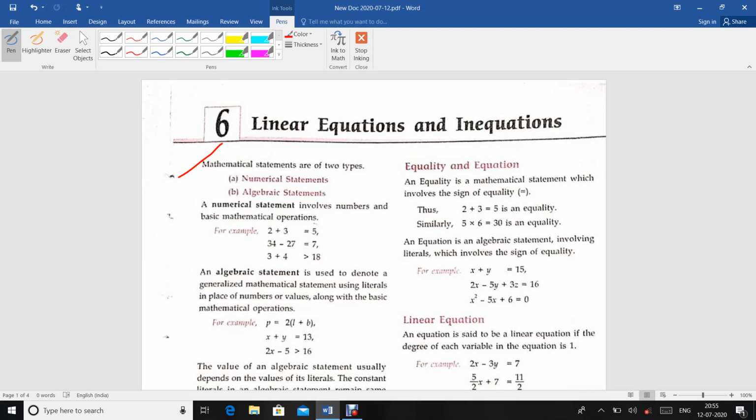As you can see, here is 2 plus 3 is equal to 5. In this statement, 2 is a number, 3 is a number and 5 is also a number. And 2 and 3 are interrelated with the plus sign, which is the mathematical operation. So this is a numerical statement.